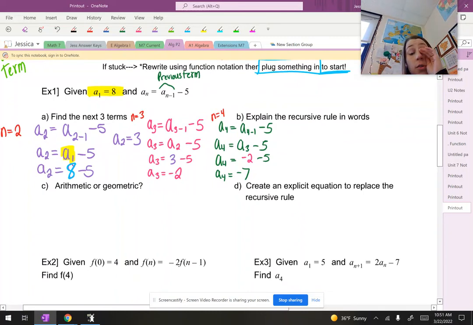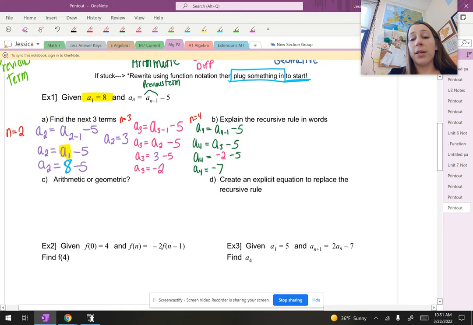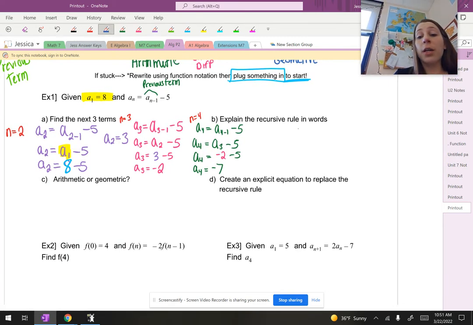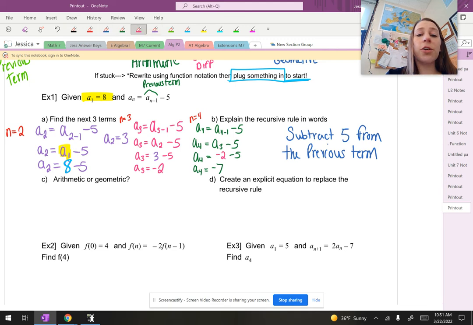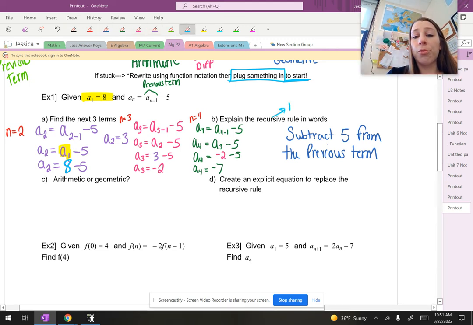All right, so maybe you can notice the pattern here, or what I'm doing to get from 3 to negative 2 to negative 7, or what I keep doing to that previous term. That's what it's asking you to do here by explain it in words. What we're doing in words is subtracting 5. You're subtracting 5 from what? From the previous term. That's what recursive means. When you see that recursive, you always want to be talking about the previous term.